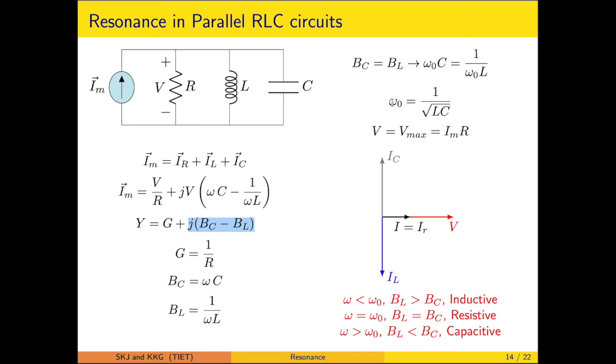So the resonant frequency is the same, coming out to be 1 upon root LC for the parallel RLC circuit as well. However, the voltage will be maximum because the supply current will be passing through the resistance. So the whole of the supply current is passing through the resistance likewise. So Vmax is expressed as IM R.